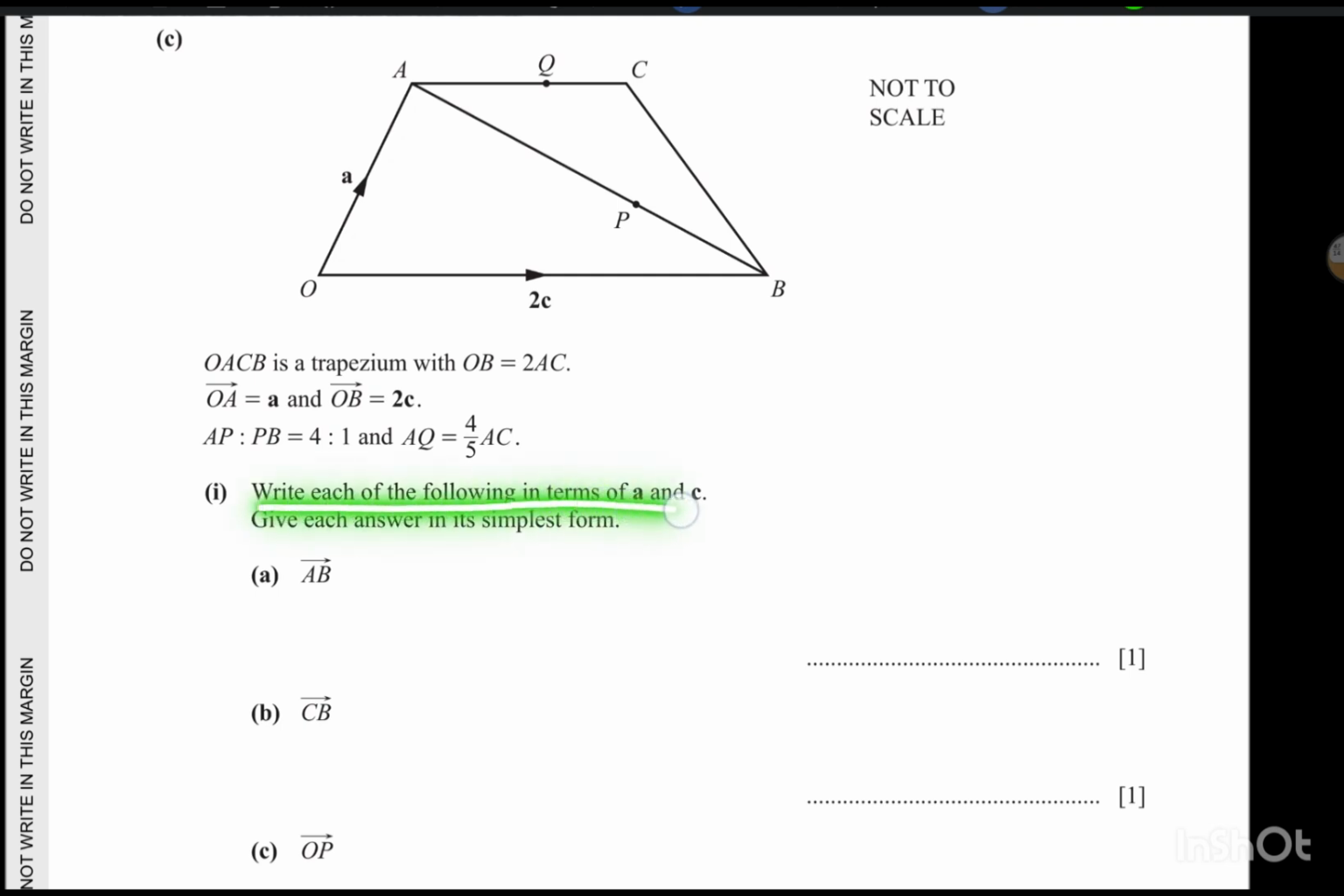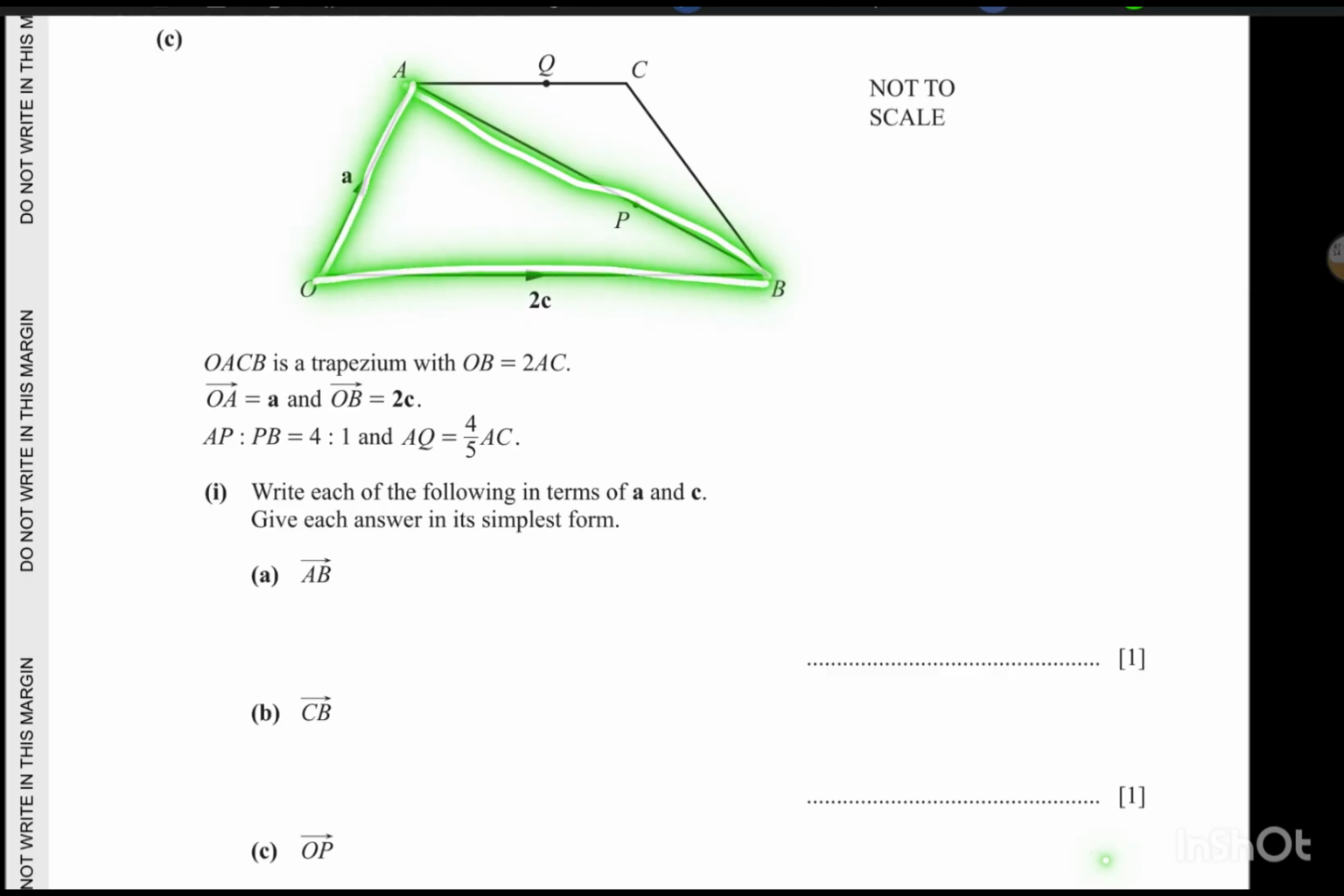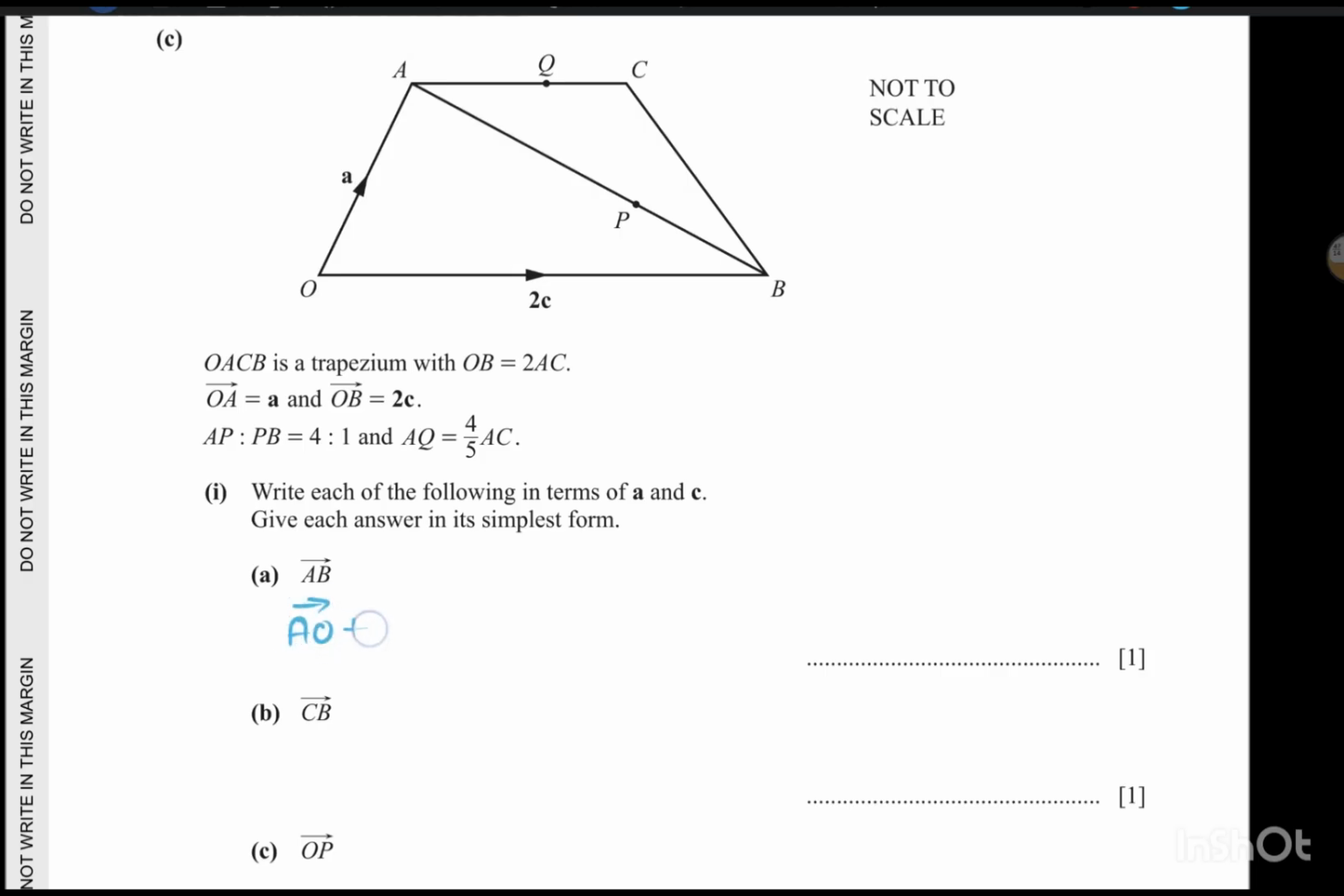Write each of the following in terms of a and c. Give each answer in its simplest form. The first question, A, is vector AB. So vector AB will be AO plus OB. AO is the inverse of OA, so minus a, and OB is 2c. So you can write it as 2c minus a. This is done.